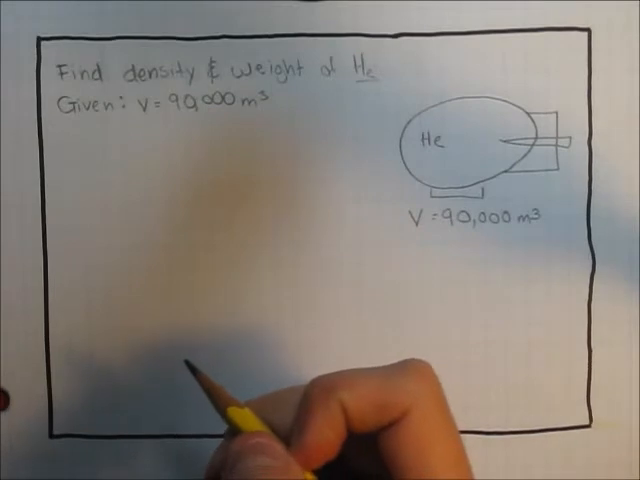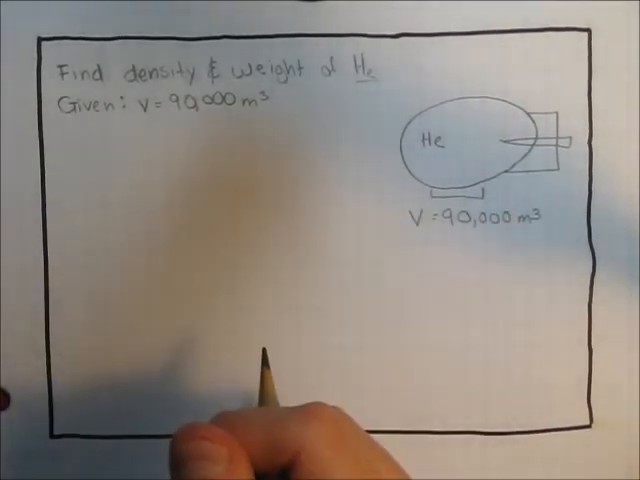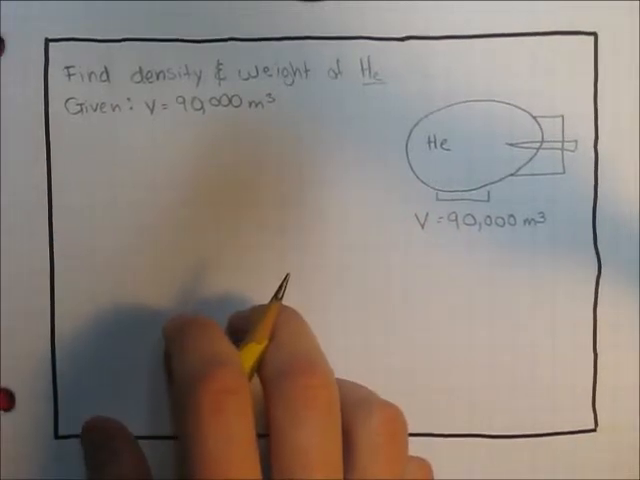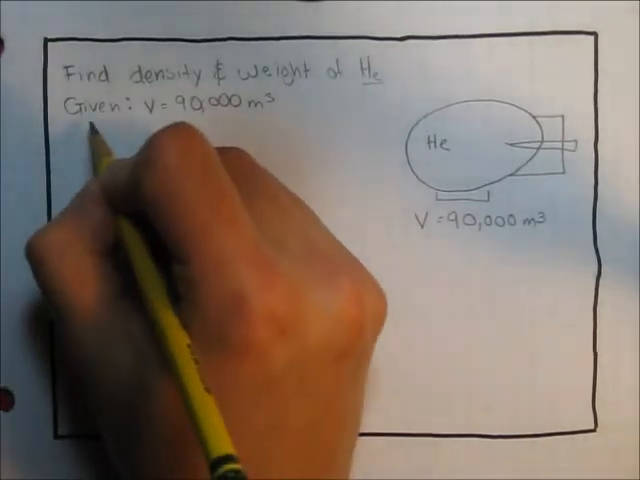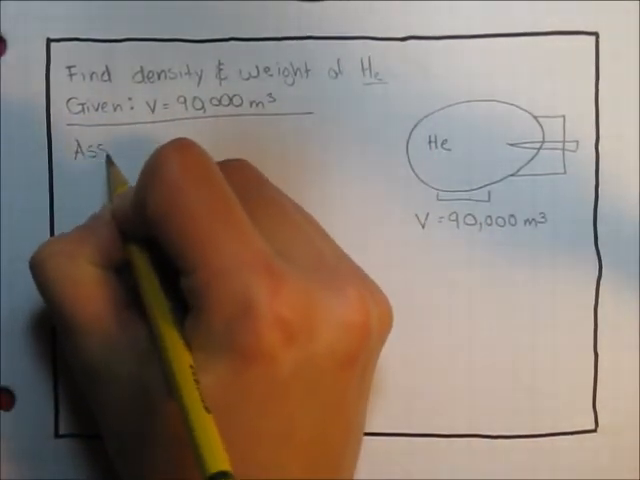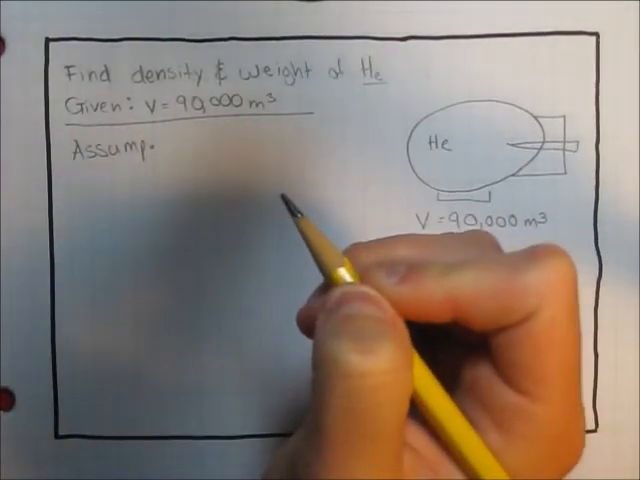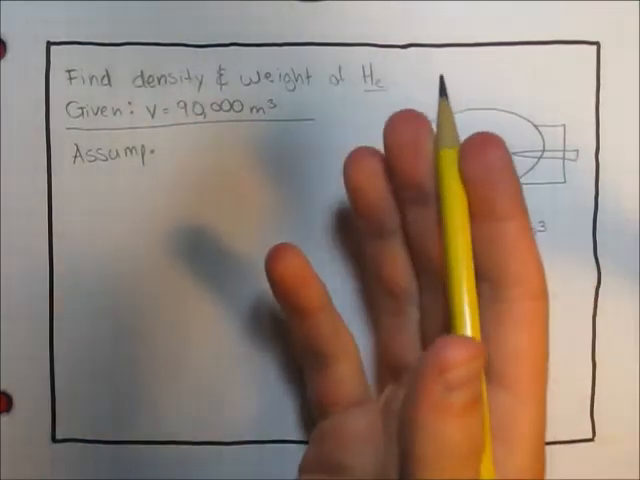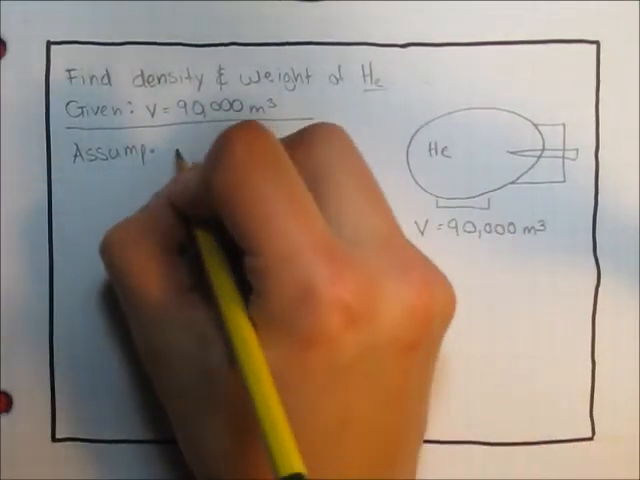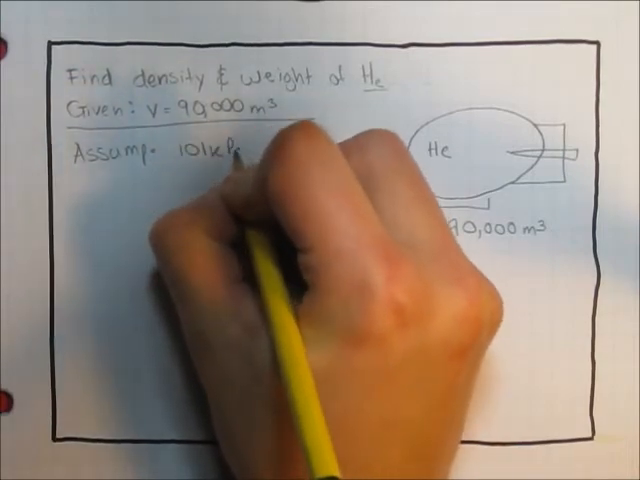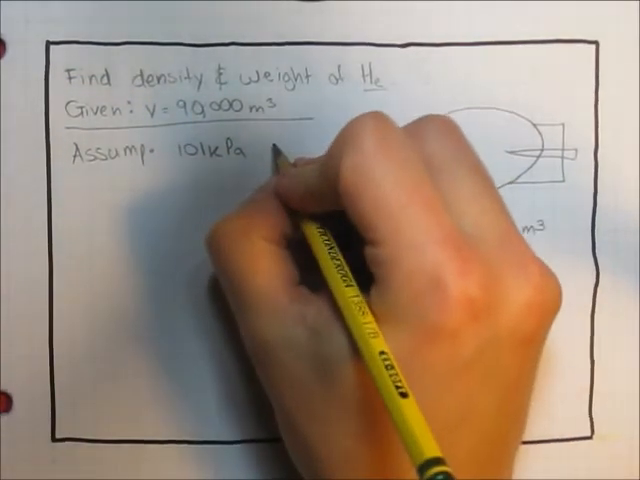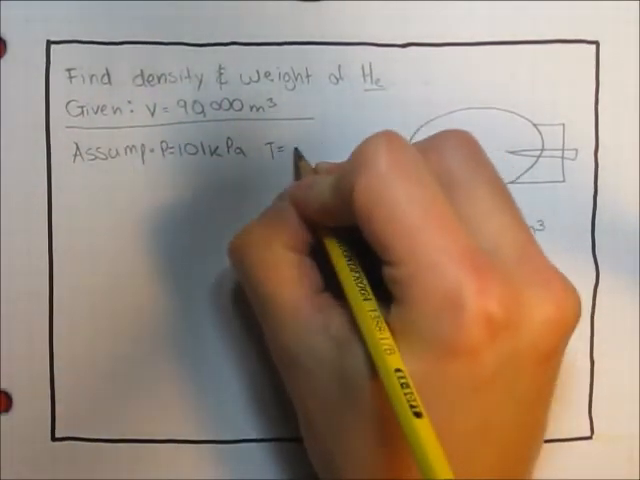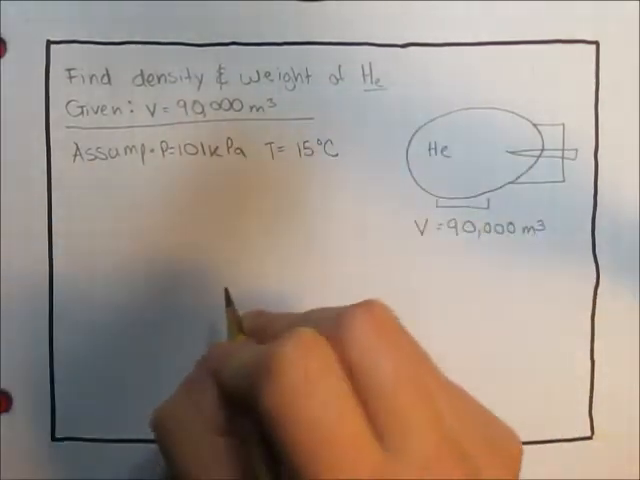Next, we're going to want to state our assumptions or approximations. Basically we're going to need more information to solve this problem, and we're going to have to assume some things. So I'll put a little assumptions right here. And so we're assuming, for example, that the pressure of the atmospheric conditions is equal to 101 kilopascals, and the temperature is going to be equal to 15 degrees Celsius. And this is about standard.